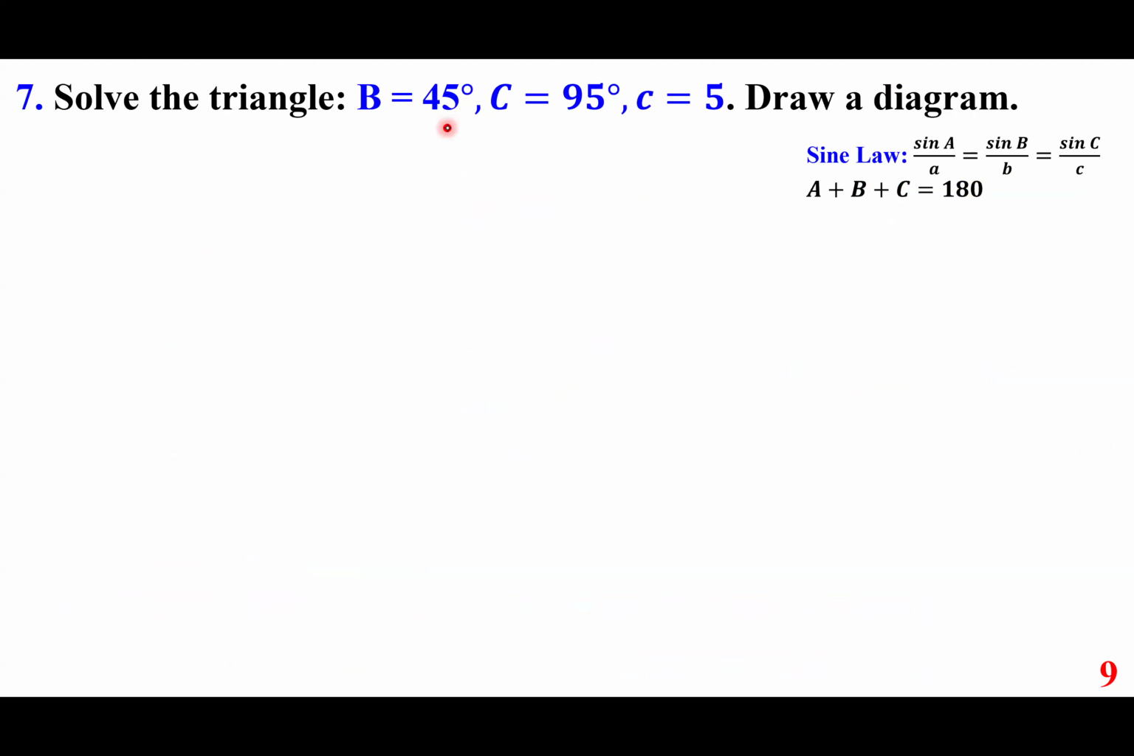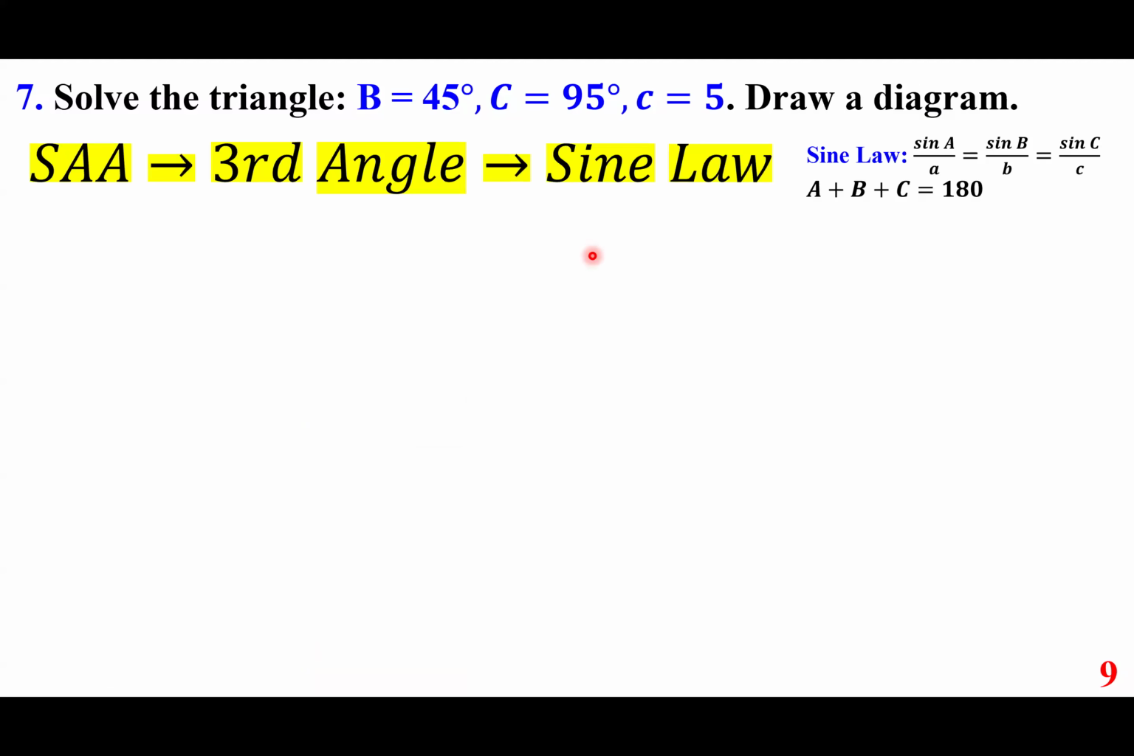What about this case? B is 45 degrees, C is 95 degrees, lowercase c is 5. We want to draw a diagram and then solve it. We are looking at a side and two angles. So obviously, we come up with the third angle first, right? Well, let's do the drawing, and it may not be to scale again. This side is 5.